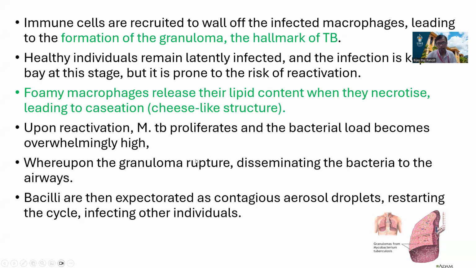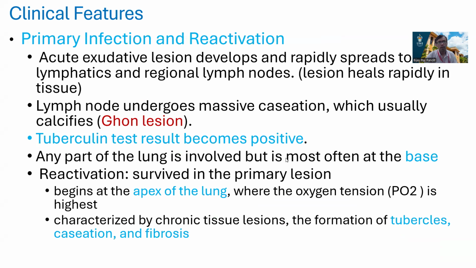So upon reactivation, we have discussed the reactivations. The person becomes immunocompromised. Again the cycle will be repeated, and through contagious aerosol droplets after coughing and sneezing, the person is able to transfer it to other susceptible individuals. So what are the clinical features after the continuous repetition of the cycles? What are the clinical features?